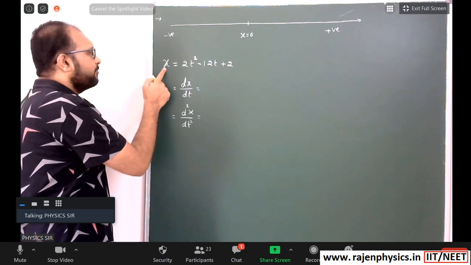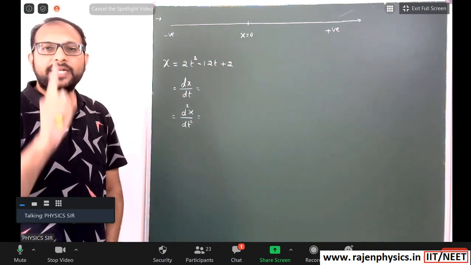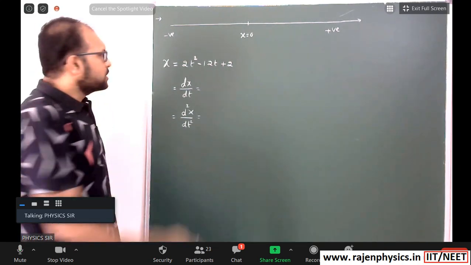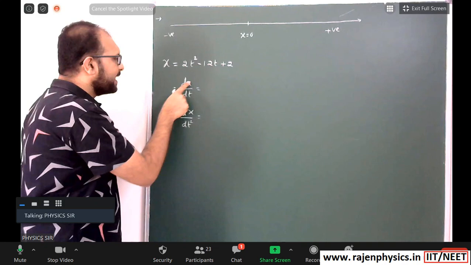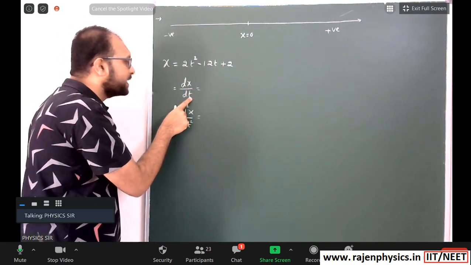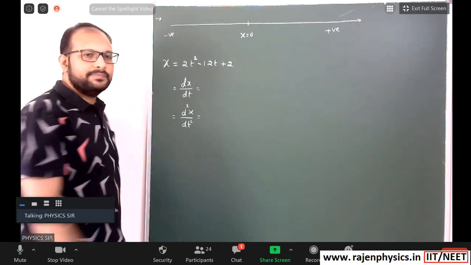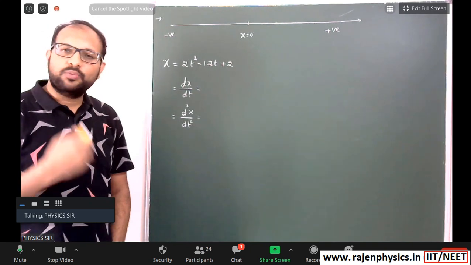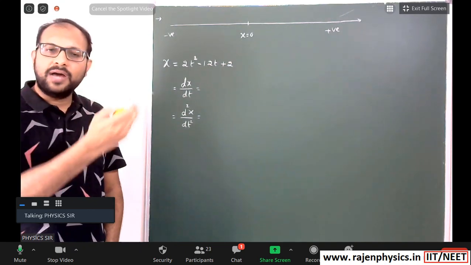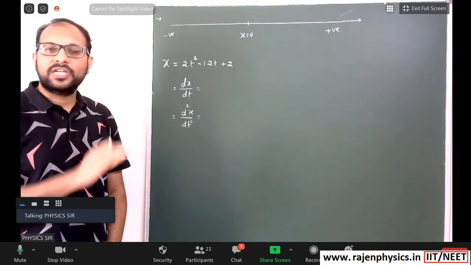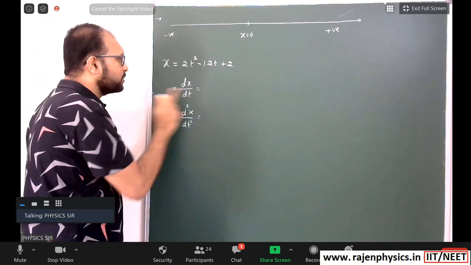Now, the first derivative I am finding. First derivative means one time differentiation. x is a function of time, so I am differentiating x with respect to t, the derivative of x with respect to t. Many complicated differentiations were done previously, so differentiation is not a problem for you. Once you have clearly followed all those 4 classes, differentiation is not at all a problem.